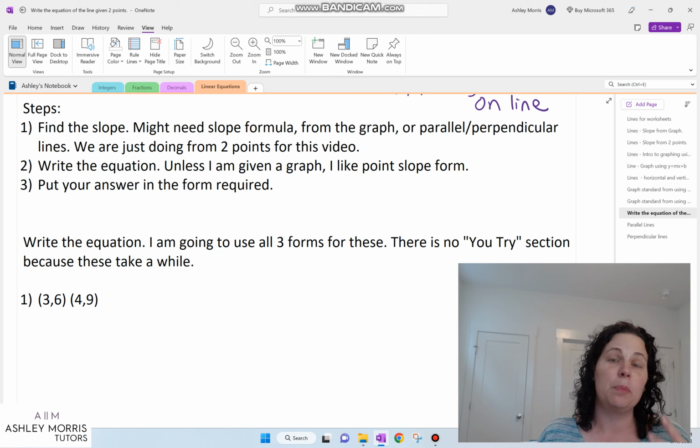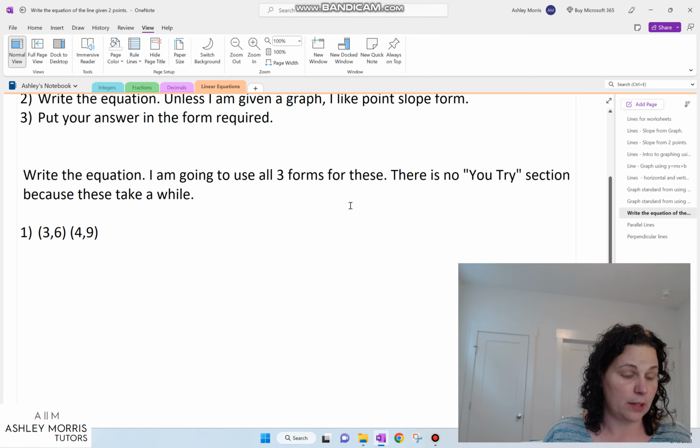I'm going to do 3 problems, and I'm going to do it in all 3 forms. These do take a little while, so there's no you try. So if you're feeling good, pause it at any point.